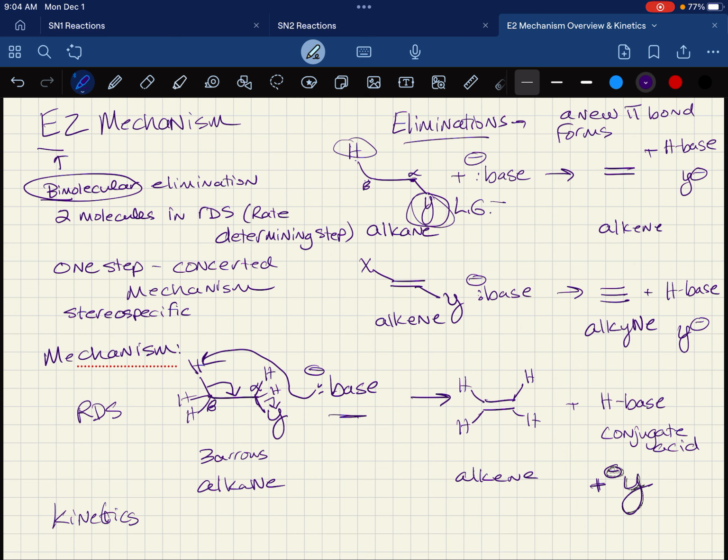And so that means the rate is going to be equal to the rate constant, which would have to be determined experimentally, times the concentration of the substrate, times the concentration of the base. So that means if I were to double the concentration of the base, I double the rate. If I double the concentration of the substrate, I double the rate, and so on and so forth. That's it for now. I'll have another video on regiochemistry, on the stereochemistry, and then what makes the E2 mechanism be favored.